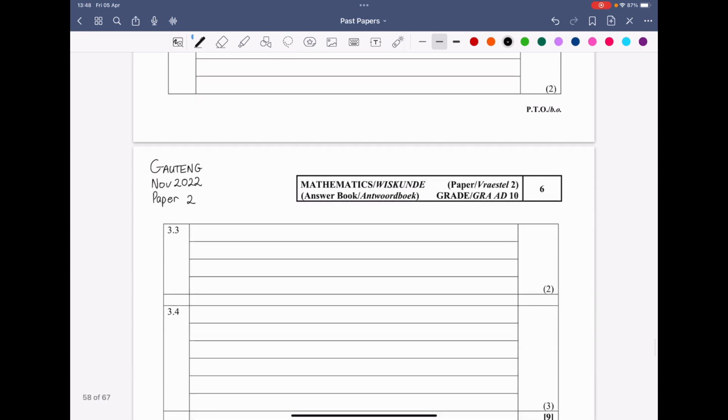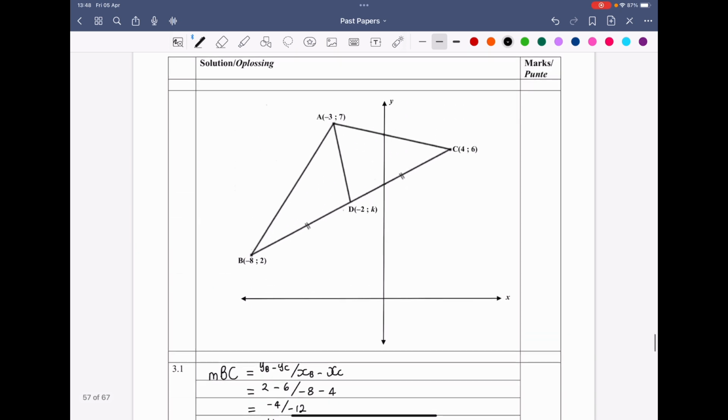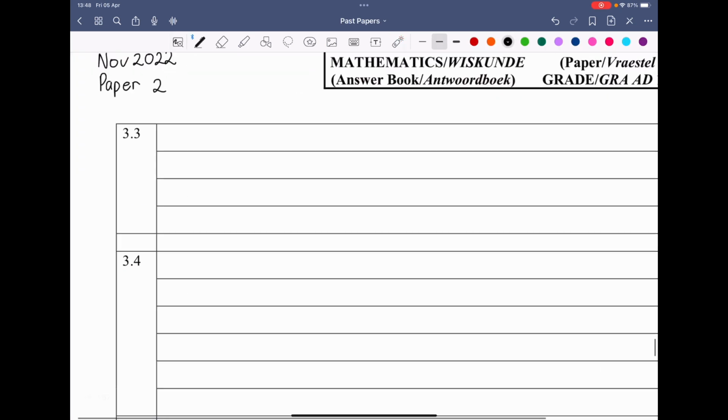Then 3.3 says to determine the value of k. So remember, we were told that k is the y value of the point D, and D is the midpoint of B and C. So if D is the midpoint of B and C, then that means that the x value is halfway between these two x values, and the y value is going to be halfway between these y values. And so I'm just going to use the midpoint formula. So I know that D has the coordinates negative 2, k, which is what I'm trying to find out, and D is the midpoint of BC.